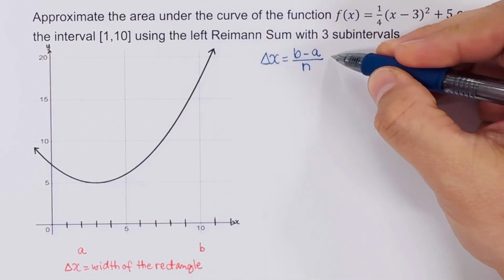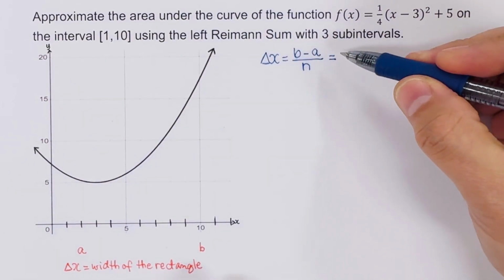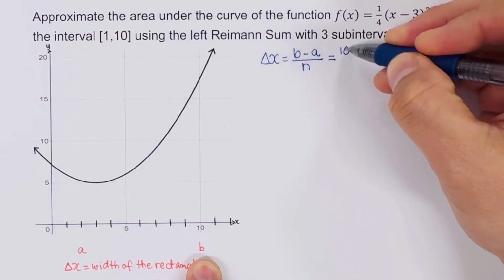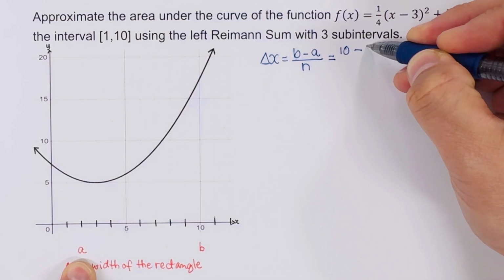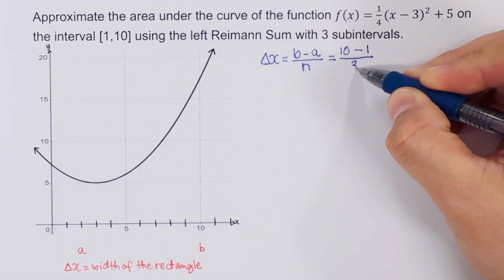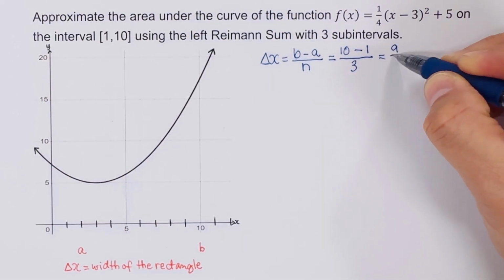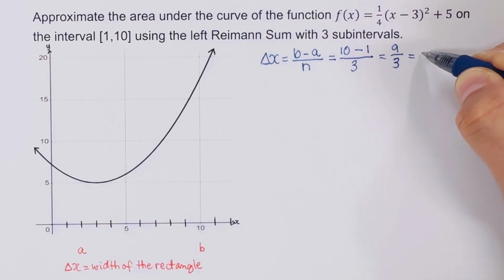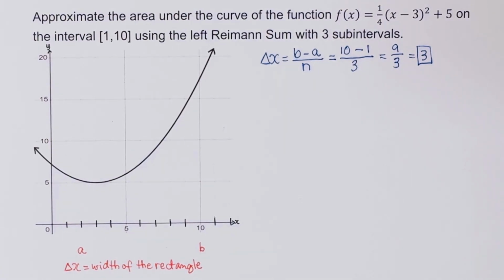So we determine our width for this problem. We're going to start with B, which is 10. So I write 10 minus our A, which is 1, and that is over the number of sub-intervals, n, which is 3. So 10 minus 1 is 9, divided by 3 is 3. That means each of the rectangles that we're going to create from A to B will have a width of 3.